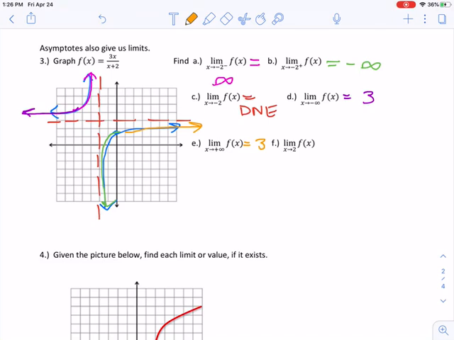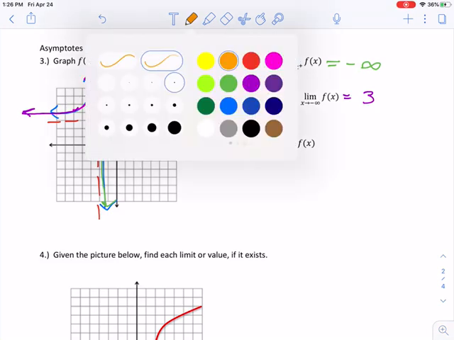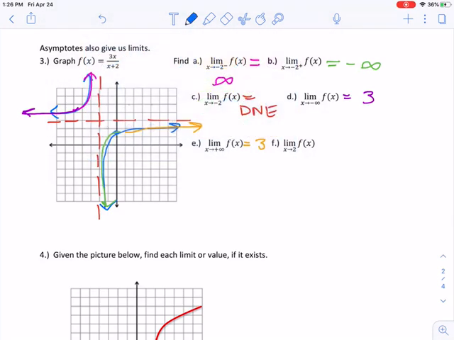If I want to find the limit of f of x as x approaches 2, at 2 my graph is continuous. So if I plug a 2 in for my x's, 3 times 2 over 2 plus 2, I'm going to have 6 over 4, which reduces to 3 halves. So when my x is getting closer and closer to 2, my y-coordinate is getting closer and closer to 3 halves.